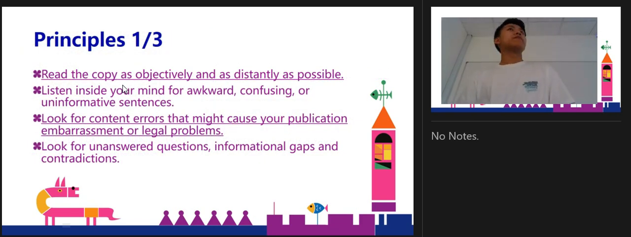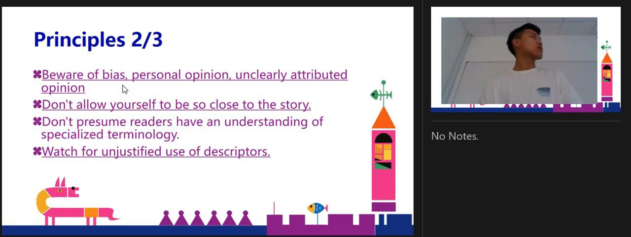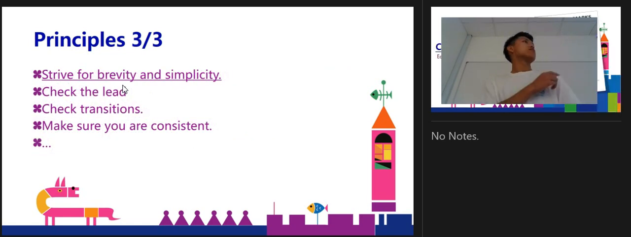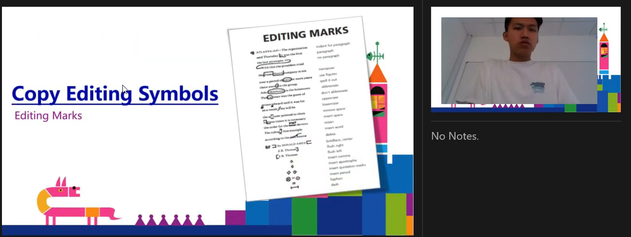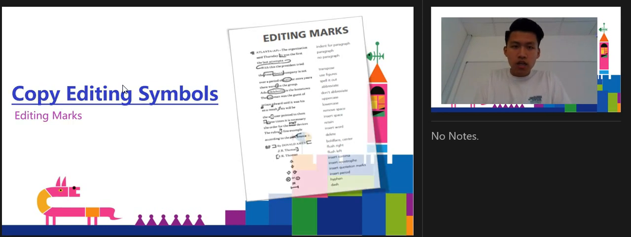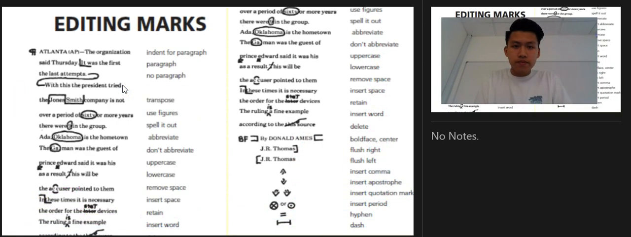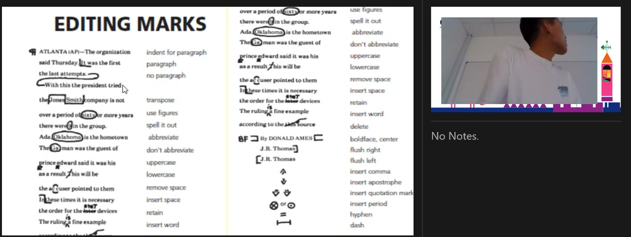Okay, here are some other principles. If you are interested, you can read them after class. And I have talked about some of them. Copy editing symbols. Here are many editing marks. And if you want to improve your skills, you can Google editing marks quiz. There are many questions for you.